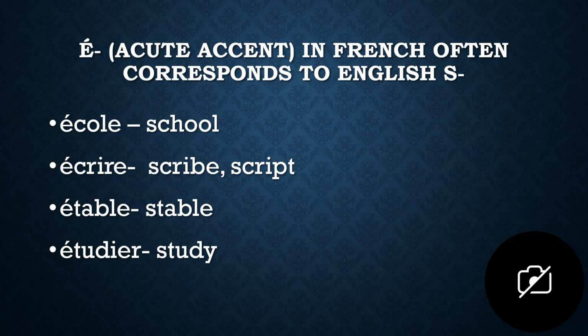So I've given you épice is spice, école is school, écrire, it obviously is to write, but it links to the English word scribe or script. Étable is a stable. Étudier is to study.